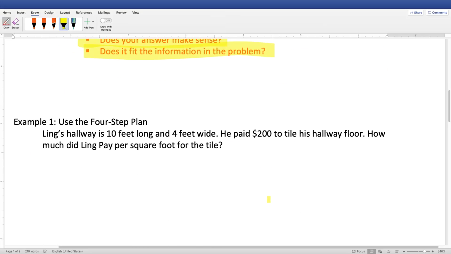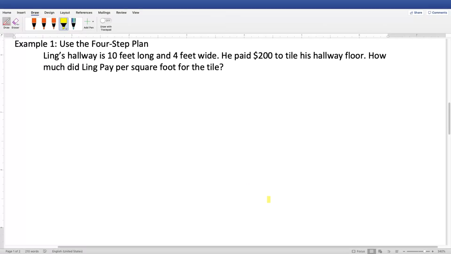So when we take a look at the first problem, it says Ling's hallway is 10 feet long and 4 feet wide, and he paid $200 to tile this hallway. How much did Ling pay per square foot for the tile? So the first thing you need to do is understand the problem. And when you understand the problem, Brian, what did I say were the 2 things you need to be able to do?